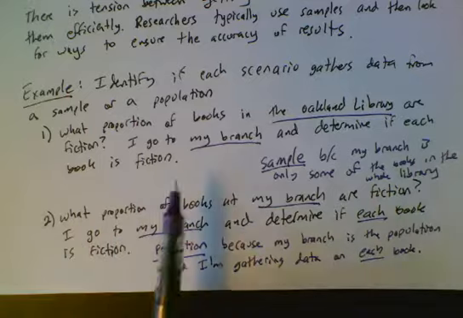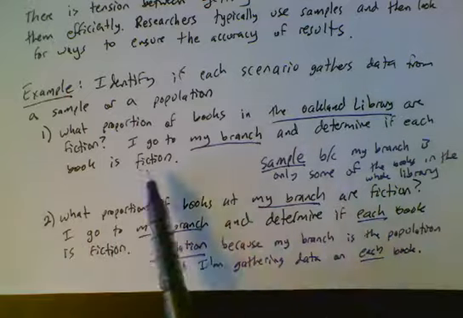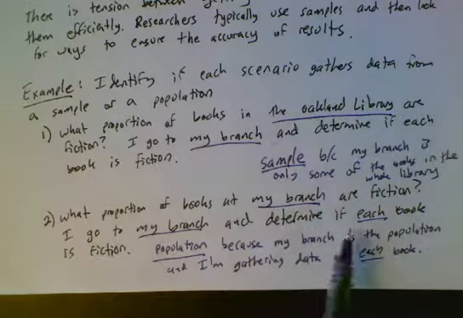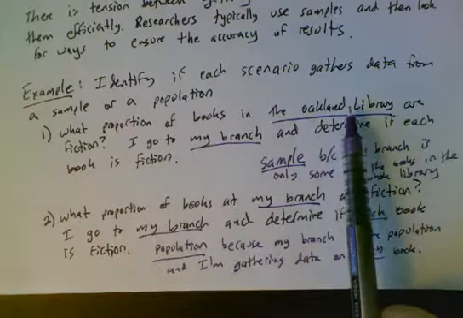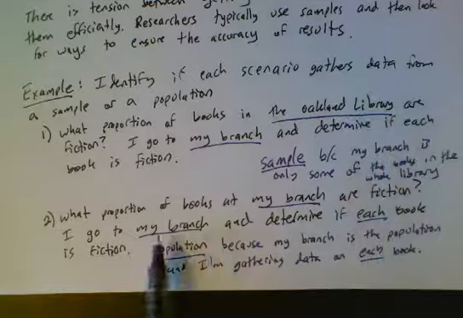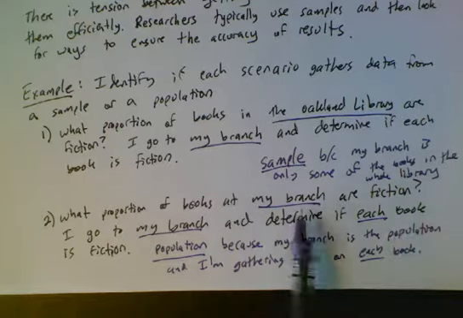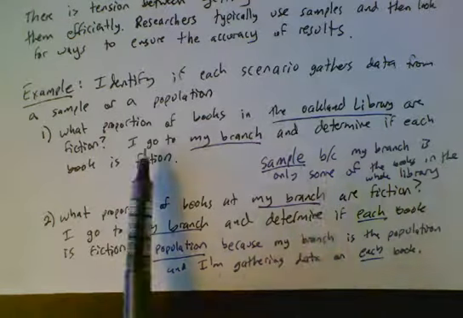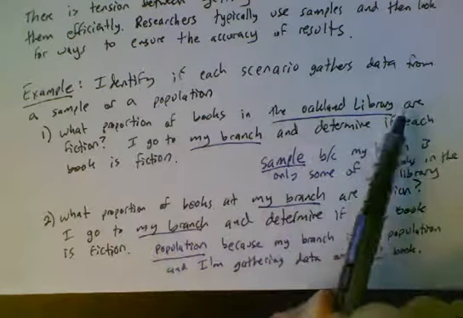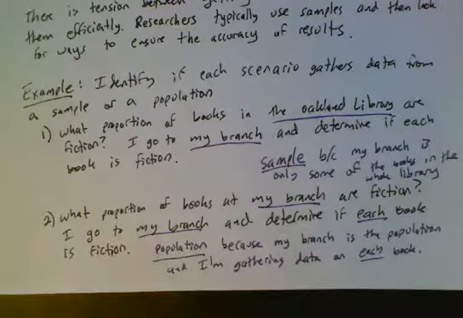So one of the things to point out here is that I did the exact same thing in both scenarios. I went to my branch, figured out if each book was fiction. However, because my population of interest was different in the two, in this one I'm gathering population data because I'm getting every single book at my branch, and I'm just interested in the books at my branch. Whereas here I'm interested in all the books in the Oakland Library, but I'm only getting data on a subset of them.